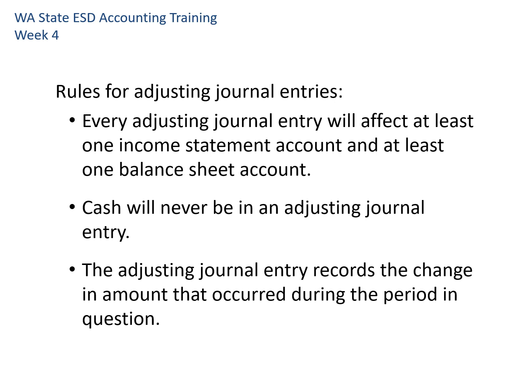So some of the rules for adjusting journal entries. First, every adjusting journal entry is going to affect at least one income statement account and at least one balance sheet account. It could be multiples on both fronts, but it's always going to affect one from each of those two financial statements. Second, cash will never be included in an adjusting journal entry.